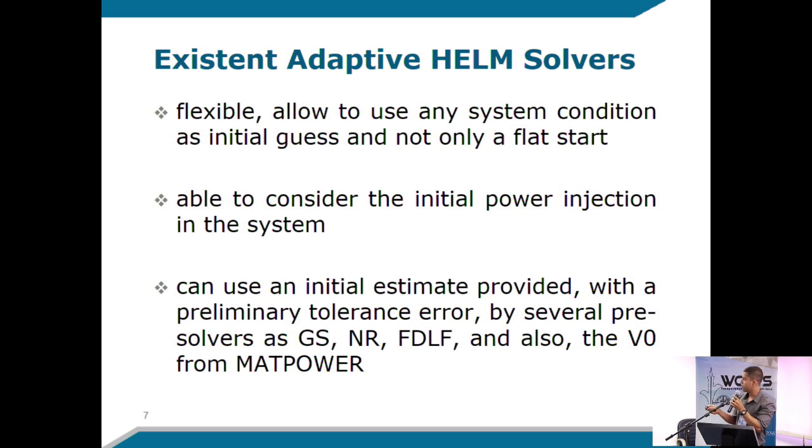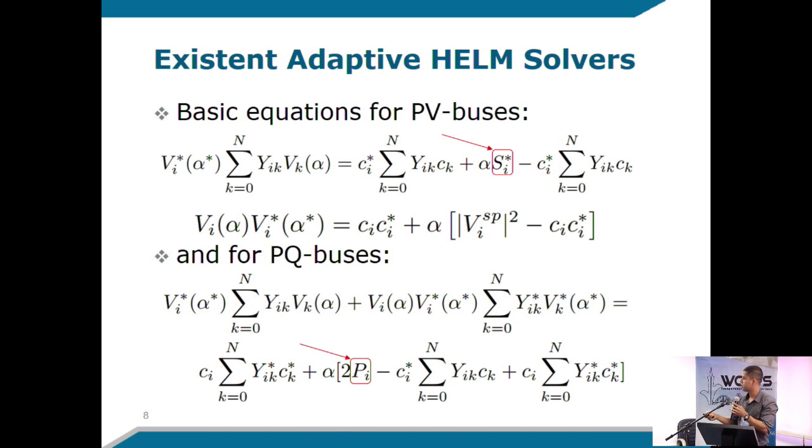Now about the existing adaptive HELM solvers. They are flexible compared to the original HELM. The adaptive HELM solvers allow using any system condition as an initial guess, and not only a flat start, are able to consider the initial power injection in the system, and can use an initial estimate provided, for example, by Gauss-Seidel, Newton-Raphson, or fast decoupled load flow. These iterative methods are only an auxiliary method to initialize the main solver, which is adaptive HELM. Here we can see that the injected power is considered in this method, and CK corresponds to a voltage that can be, for example, the voltage provided by the auxiliary method.